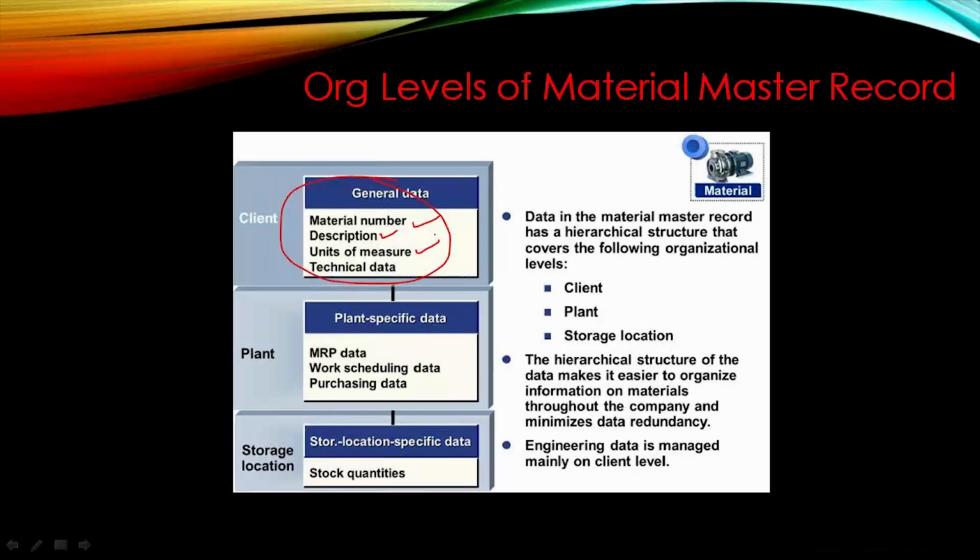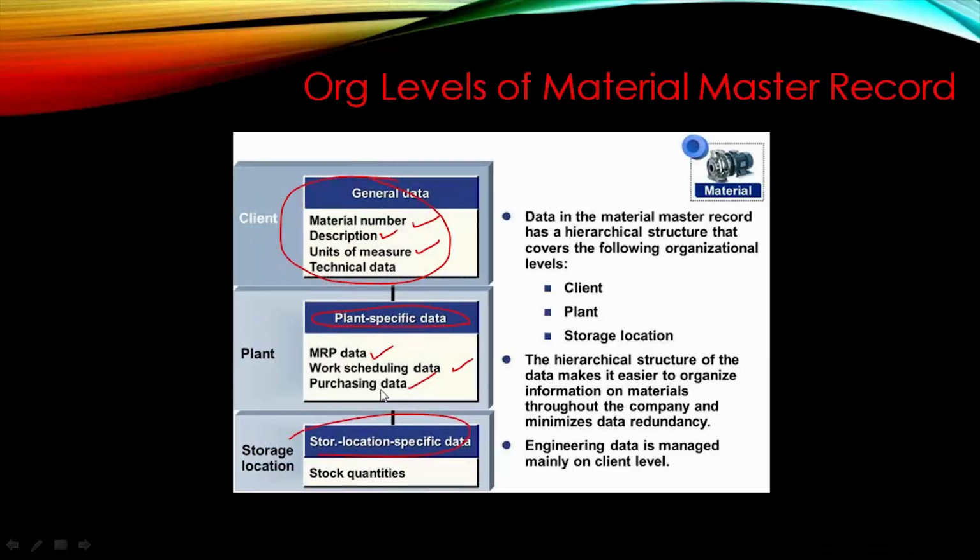That means this data will be common for every plant, every sales organization, every storage location, and all that. It doesn't matter if the same material is being used in sales and distribution, material management, production planning, or quality management. The basic data, that means the name of the material, description, weight, units of measure, will be common. It doesn't matter what department is using this material master. So that's the general data which is common to every plant or every org level of a company. Then we have plant specific data. Any data that is stored within a plant, like MRP data, work scheduling data, purchasing data, is plant specific, and the same goes for storage location data.